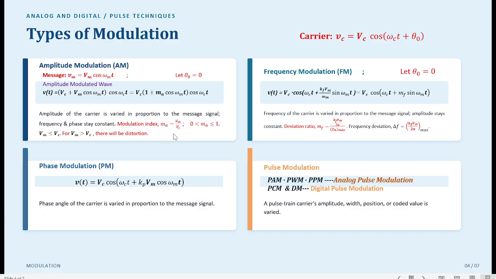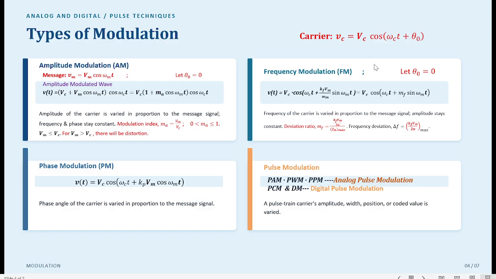The modulation index MA is given as the ratio of the modulating signal amplitude to that of the carrier wave amplitude. MA always lies in the range 0 to 1, that is, the percentage of modulation can be between 0 and 100%. It can never be more than 100%, because in that case we will lose some information during transmission. So Vm is always less than or equal to Vc. If Vm is greater than Vc, there will be distortion and we will lose information.